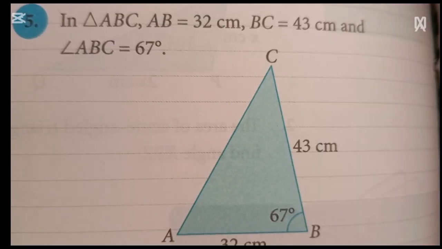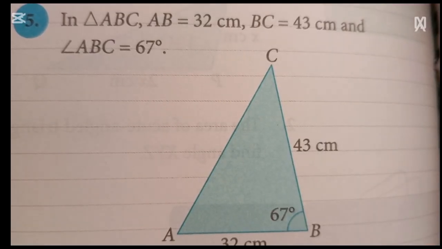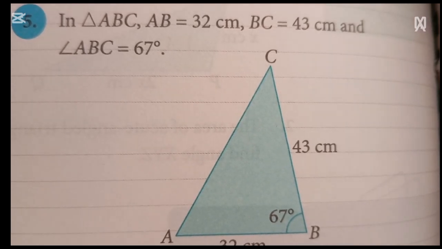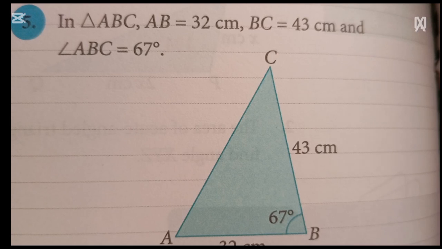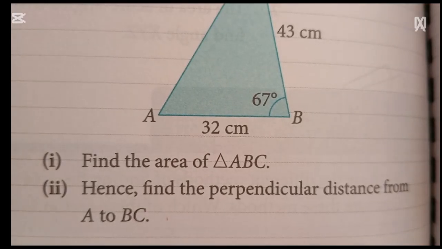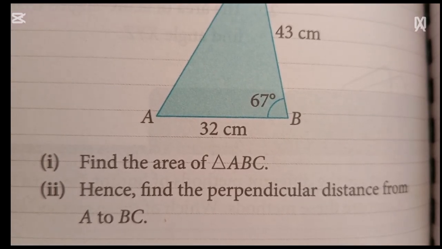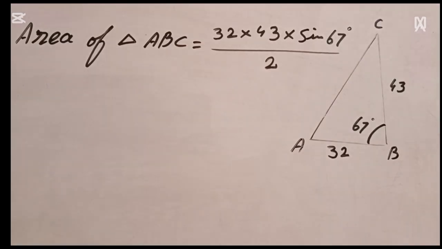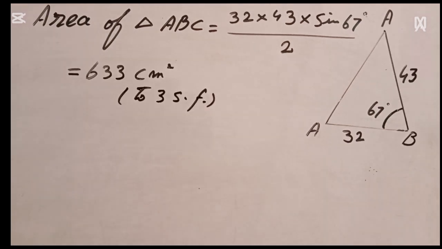Here is the statement of question number 5. In triangle ABC, AB equal to 32 centimeters, BC equal to 43 centimeters, and the angle ABC equal to 67 degrees. In the first part, we have to find out the area of the triangle ABC. In second part, hence find the perpendicular distance from A to BC. Using the values in the formula, first we will find out area of the triangle ABC. This way, area of the triangle ABC we have calculated 633 centimeters square.